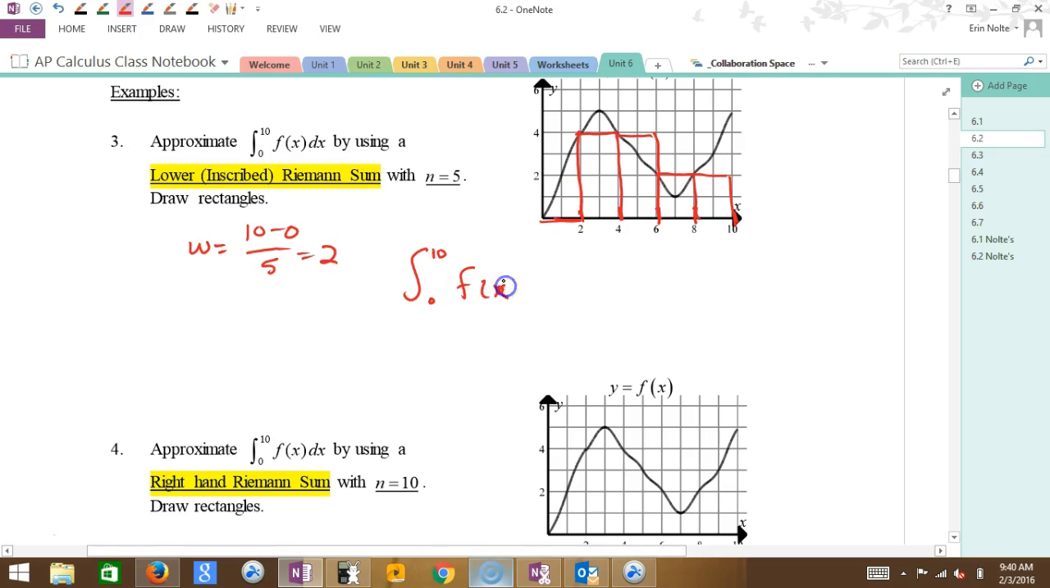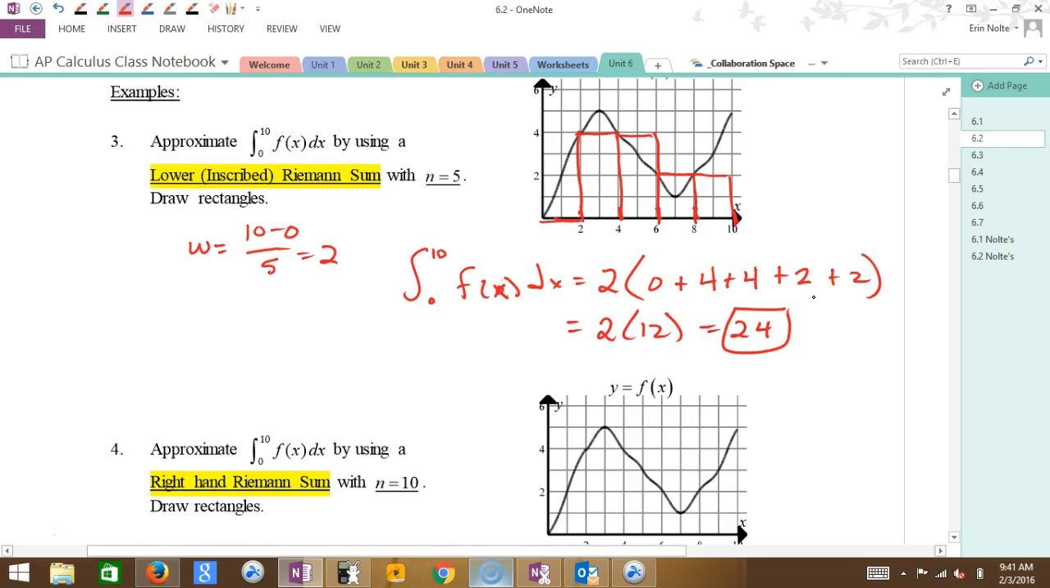So my estimated summation of x dx is going to be my width times each of the heights. What's my first height? 0. The second height is 4. The third height is also 4. The fourth is 2. The fifth is 2. So we get 8, 10, 12, 2 times 12, so an area of 24. That's it.